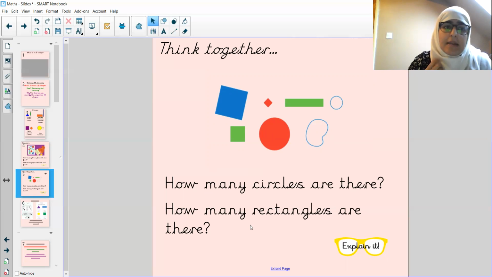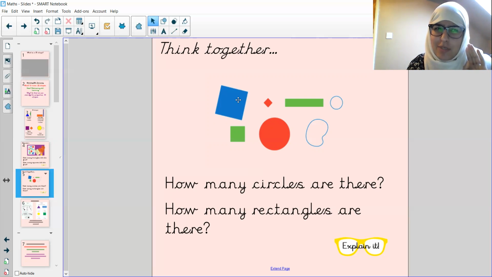Now again, I said that some people might get confused with a square and a rectangle, but the properties are different. So let's look at this shape here. So 1, 2, 3, 4, 4 corners. This looks promising. 1, 2, 3, 4. There's 4 sides. So I'm sure this is a rectangle.